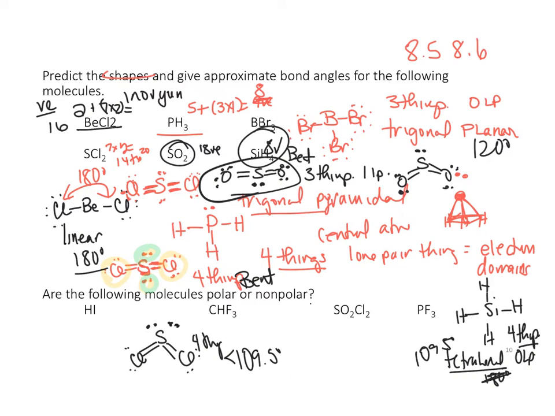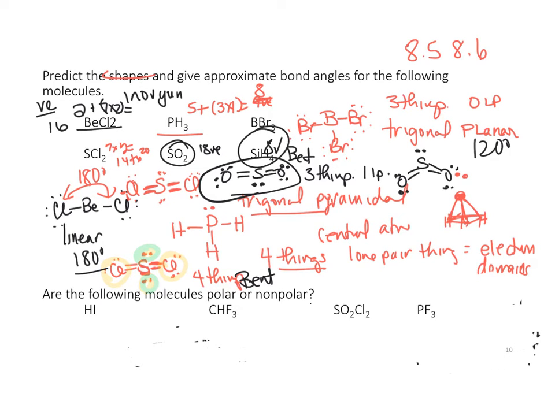Are the following molecules polar or nonpolar? So what you're looking at now is you draw the Lewis structure and then you look and see if it has symmetry. So HI, well, there's no symmetry there. That basically pushes the electrons towards iodine. That would definitely be polar because there's an electronegativity difference.